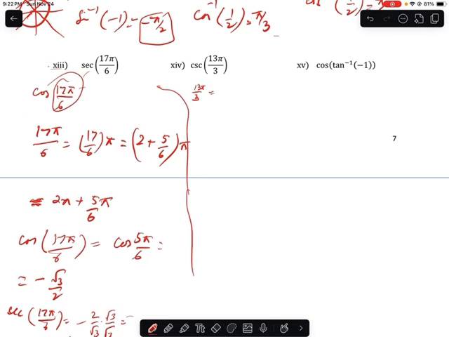That will be our value for number 13. Now looking at number 14. By the way, sorry, my bad. We finished finding the cosine, but we were supposed to find secant. So secant of 17 pi over 6 will be equal to negative 2 over square root of 3, or rationalize it, you get negative 2 square root of 3 over 3.